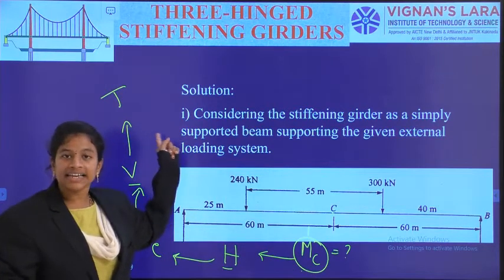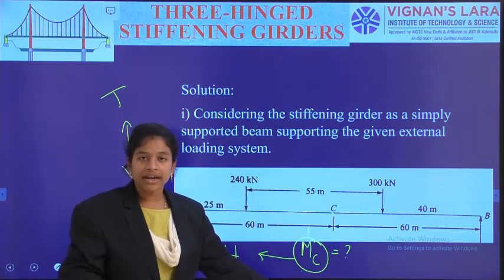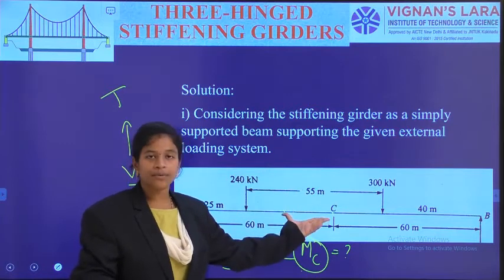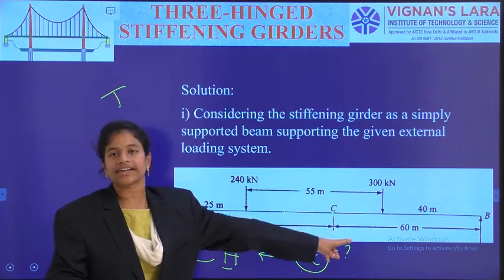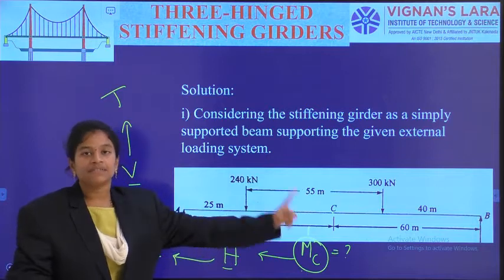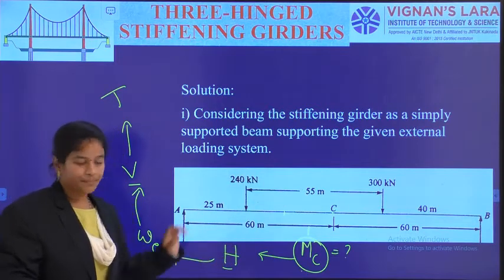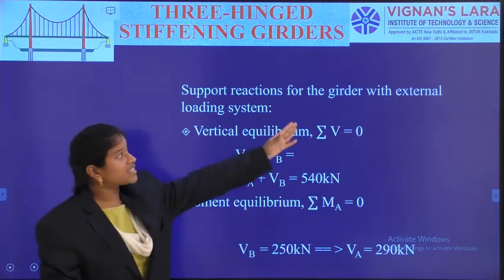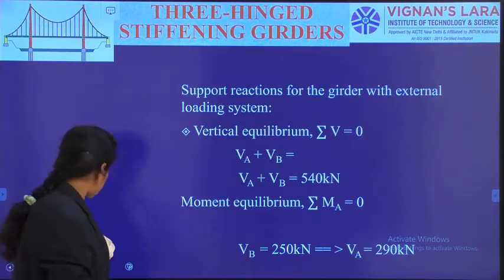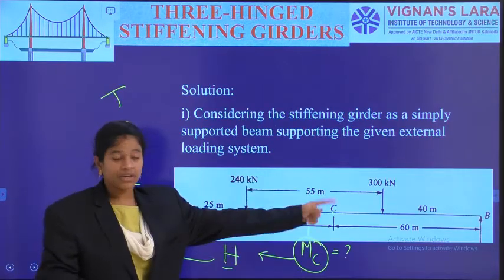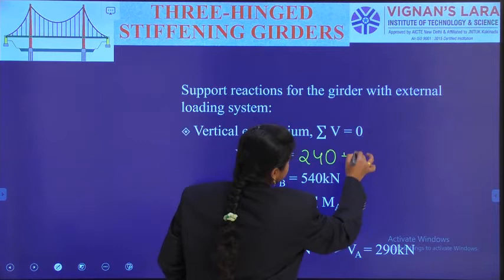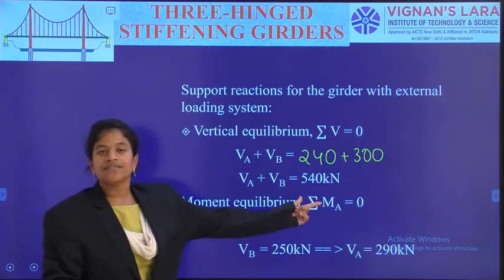So, for calculating the tension in the cable, I need to calculate the bending moment in this stiffening girder while considering it as a simply supported beam. Now, for calculating the bending moment at any point, we need to calculate the support reactions VA and VB for the stiffening girder. Due to the vertical equilibrium condition, VA plus VB, the forces upward, equals the downward forces 240 plus 300 kilonewtons, which is 540 kilonewtons.